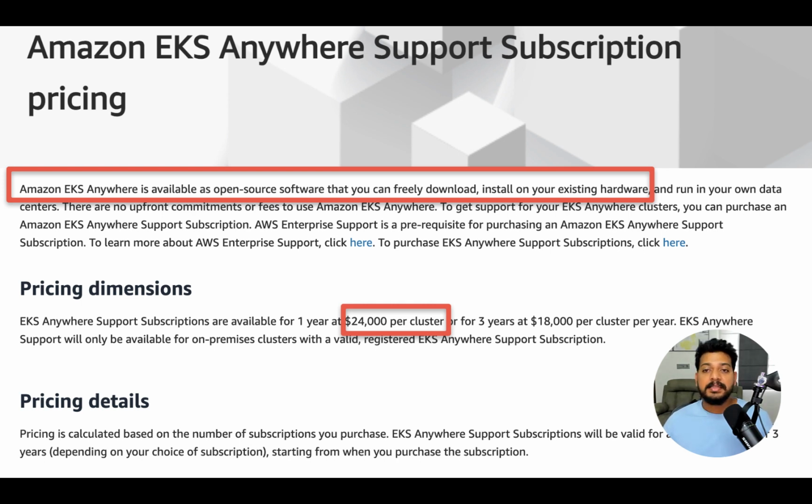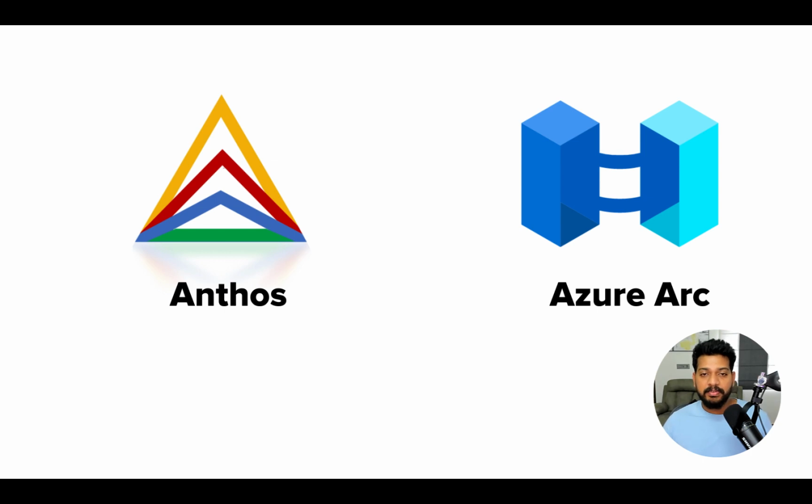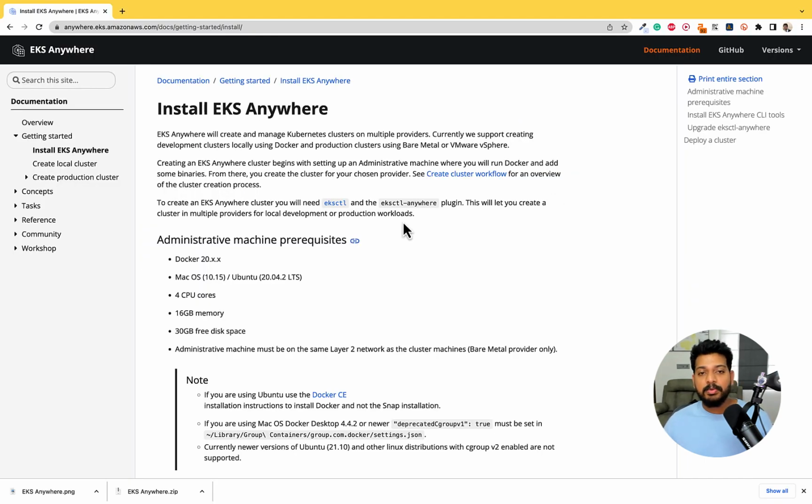However, charges are applicable if you opt for enterprise support for Anywhere clusters, that is $24,000 per cluster per year. Also, AWS will not manage the underlying cluster infrastructure or your cluster control plane. AWS provides only the tooling required for the cluster setup. It is a shared responsibility between an organization and the AWS support team. If you compare other cloud providers, you have a similar service in Google Cloud called Anthos and in Azure called Azure Arc. Now, let's look at a demo of an EKS Anywhere cluster that I have set up on my Mac.